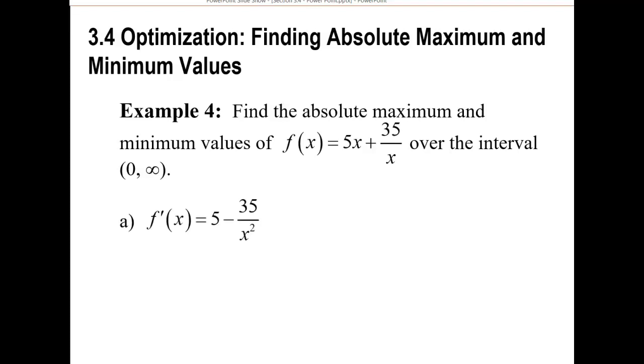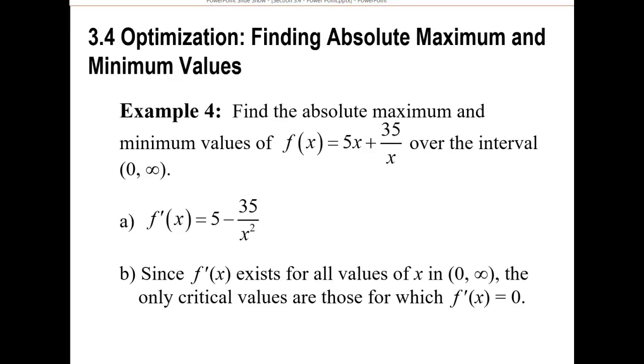All right, so f prime: the derivative of 5x is 5. To do this derivative, you would have to bring this up as an x to the negative 1. Then doing your power rule would bring down the negative 1. That's where you get negative 35. This would then become x to the negative 2, and then moving it to the bottom, making it a positive 2. That's where that comes from.